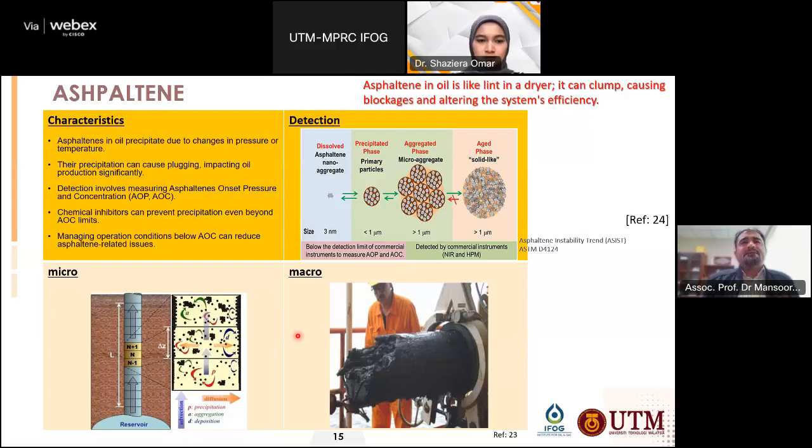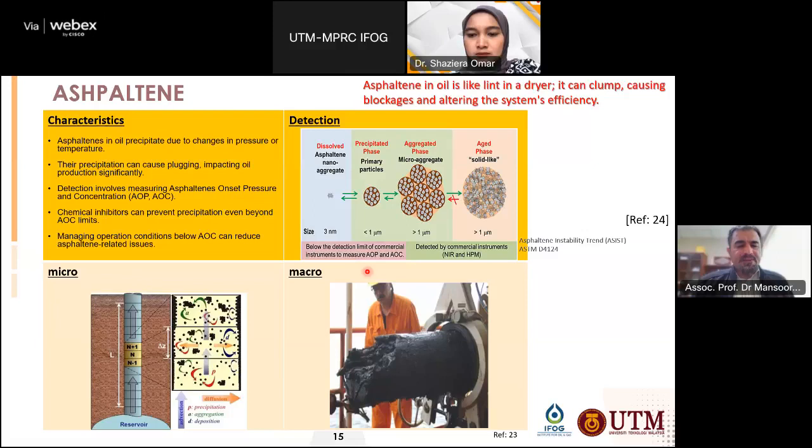For the detection part, as you can see, this classification is for when the size of micro asphaltene is 3 nanometers to 1 micrometer.